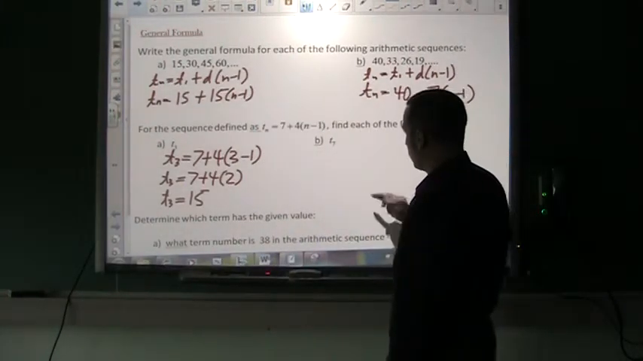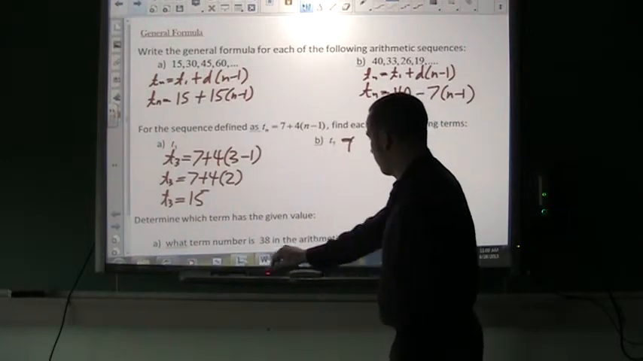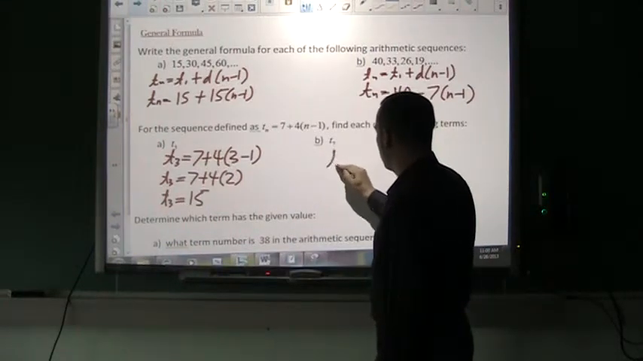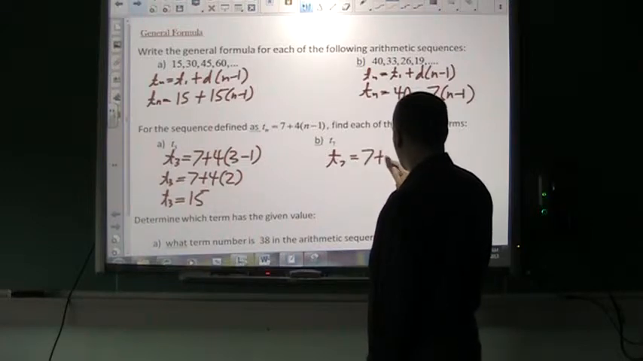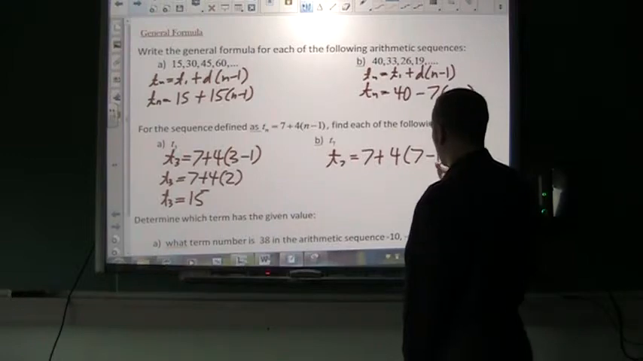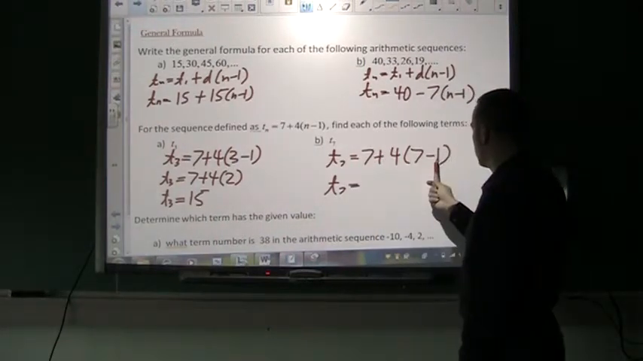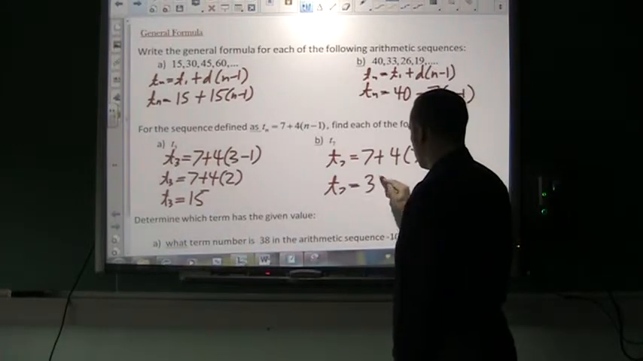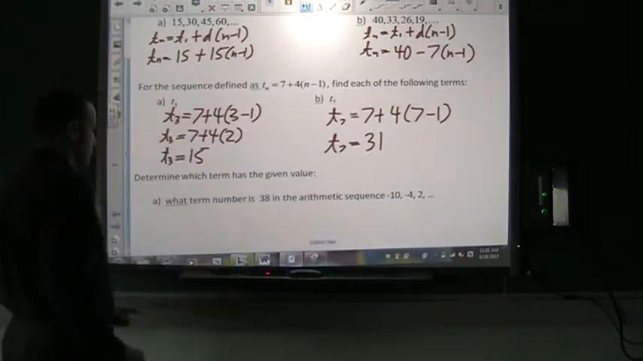For the seventh term, T7, I'm going to replace once again my n with 7. So my n becomes 7, equals 7 plus 4 onto n, which becomes 7, it's 1. So mental math here, 6 times 4 is 24. 24 plus 7 is 31. All right.